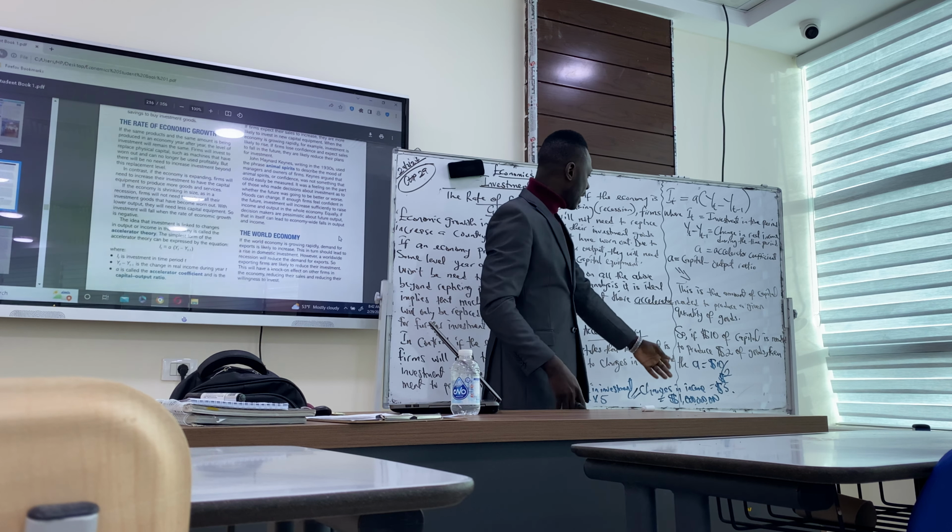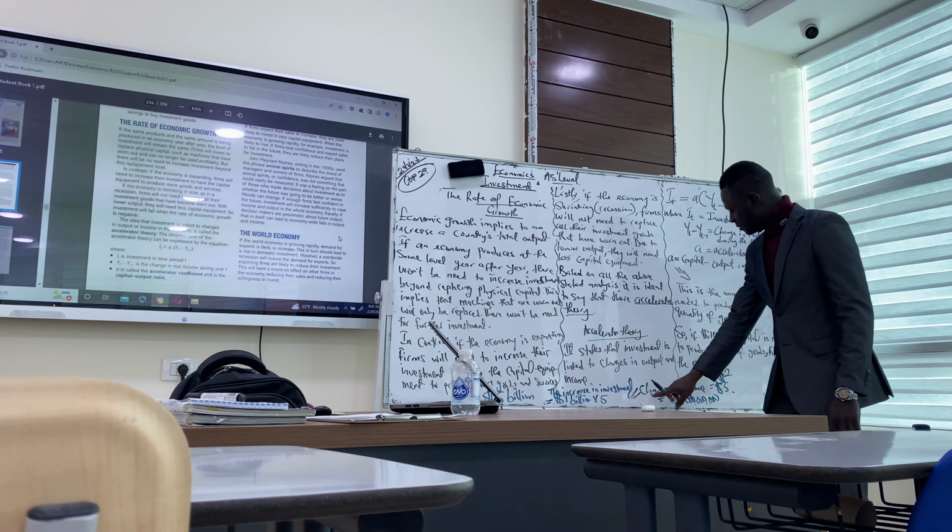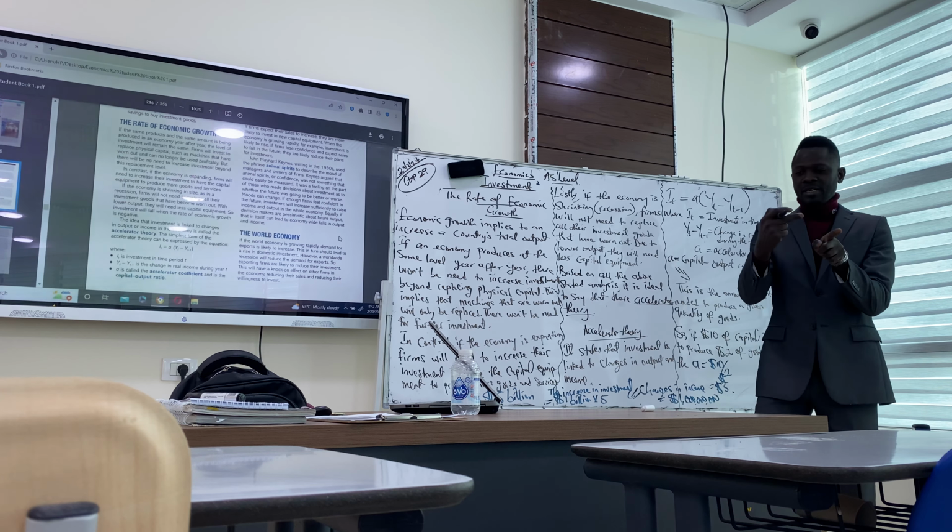Our accelerator coefficient will be the $10 capital needed divided by the goods that will be produced with the $10. So our accelerator coefficient is 5. Accelerator coefficient is clear, right? It is 5. Now we said there's always accelerator theory which linked investments with capital ratio, right? So which linked income with our output.